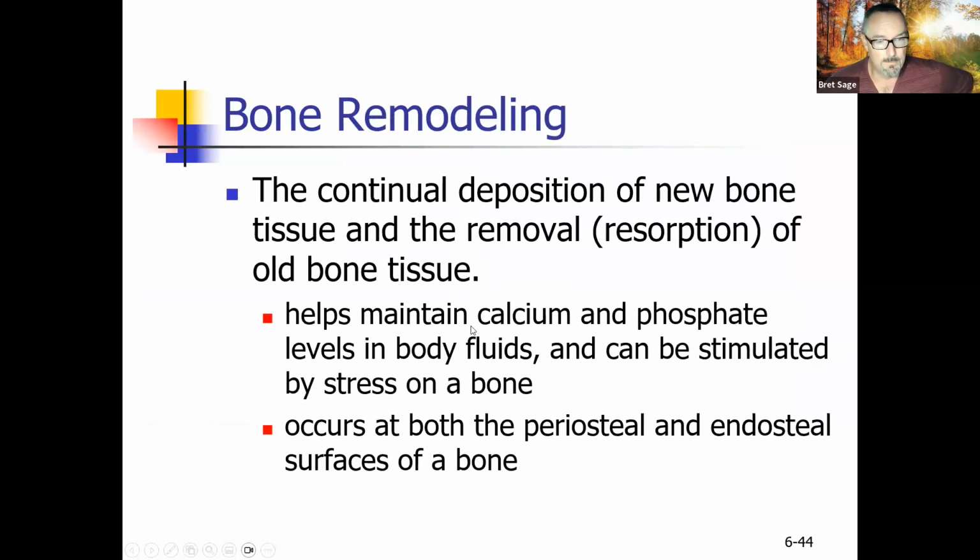More about bone remodeling. The continual deposition of new bone tissue and the removal or reabsorption of old bone tissue. The removal helps maintain calcium and phosphate levels in the body fluids and can be stimulated by stress on a bone. So your bones become weak when you're constantly drawing calcium out and not replacing it. And that's often what happens with older women. It is called osteoporosis. It's more pronounced in women, partly because after menopause, the sex hormones drop off precipitously, and in males, it's much more gradual decline. So osteoporosis tends to affect women at younger ages than men.